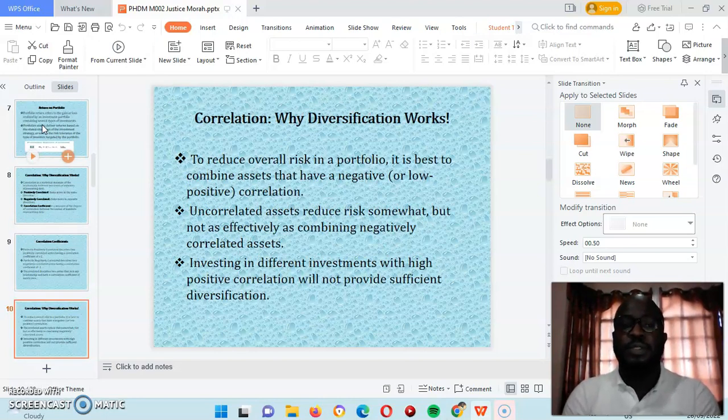Then to reduce overall risk in a portfolio, it is best to combine assets that have a negative or low positive correlation. Uncorrelated assets reduce risk somewhat but not as effectively as combining negatively correlated assets. Investing in different investments with high positive correlation will not provide sufficient diversification.